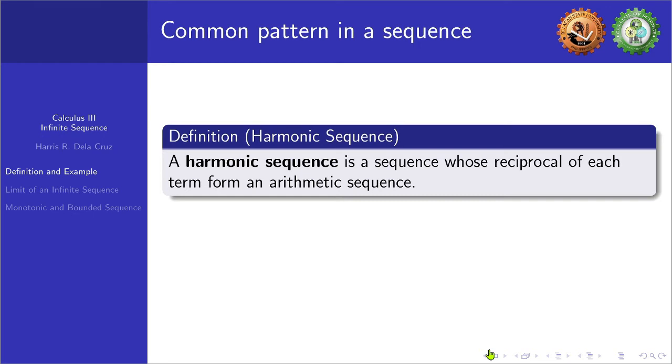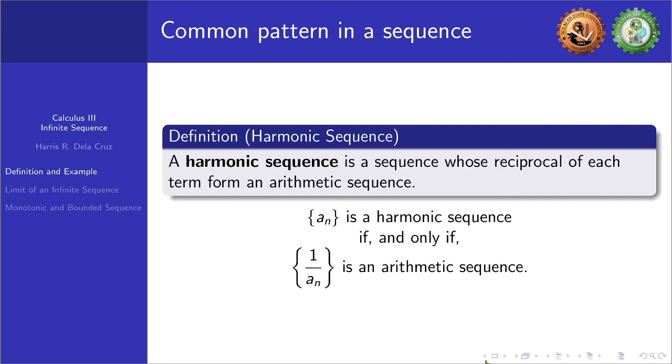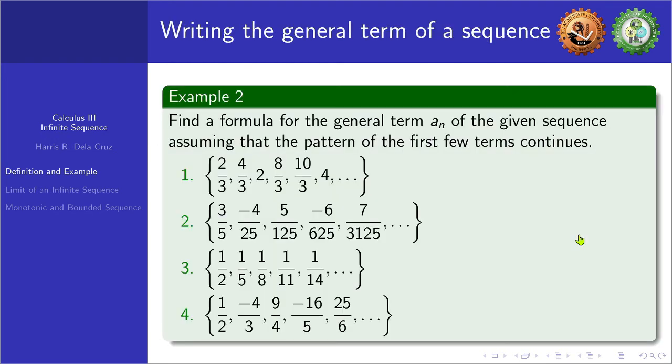Another typical pattern is a harmonic sequence. A harmonic sequence is a sequence whose reciprocals of each term form an arithmetic sequence. So if you take the reciprocal of each term, what you get is an arithmetic sequence. That means a_n is a harmonic sequence if and only if the sequence 1 over a_n forms an arithmetic sequence. Okay, so let's try some examples.